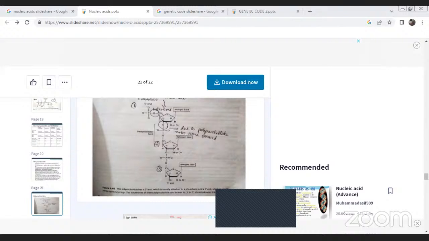F plus cells containing the integrated sex factor are called Hfr, high frequency of recombination.